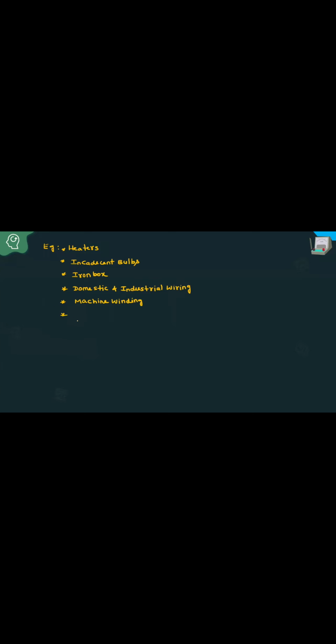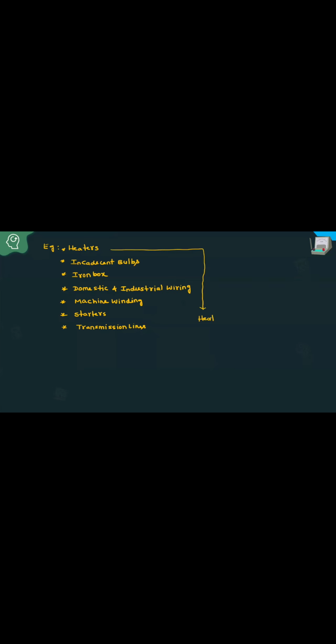Even starters, electrical students, you know this. Starters also have resistance: 2-point starter, 3-point starter, 4-point starter in DC machines. Even transmission lines have resistive nature. These are some practical examples. You don't neglect the resistance of the lines. Only for short transmission lines can you neglect the capacitance, but in medium and long lines you have to consider the resistance and inductance. This observation is important during solving problems.